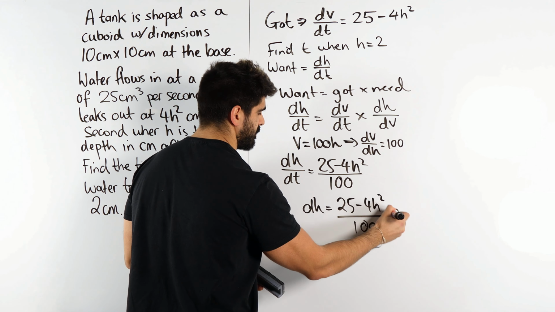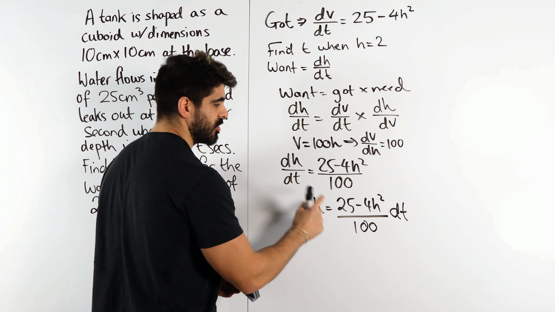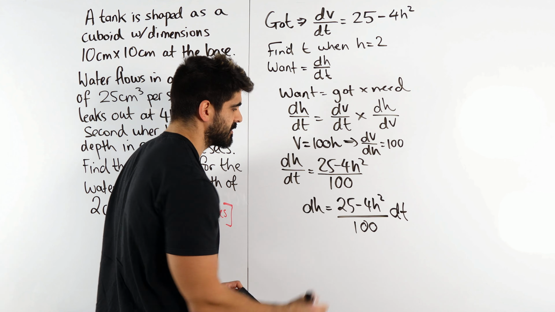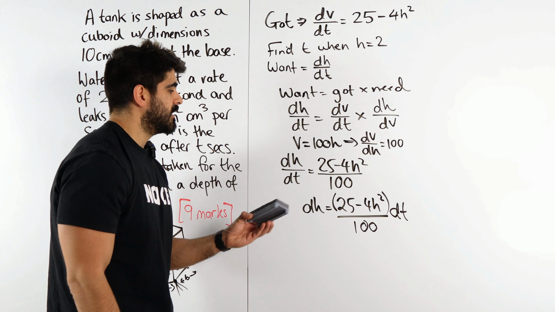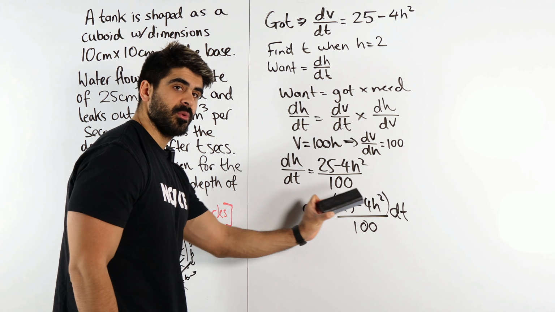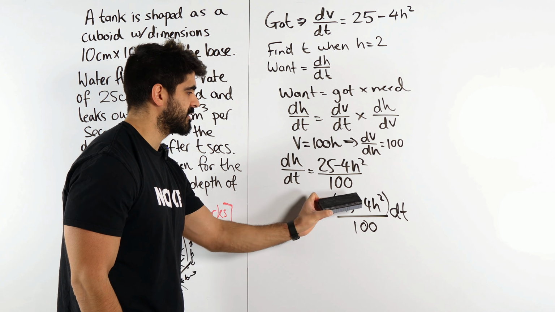Okay, now when you multiply through by dt, it's like this. Now this does not look good because there's two terms here. You need a bracket to protect that. So to get this on this side, we're going to have to divide. Okay, so we're going to have to divide by this.